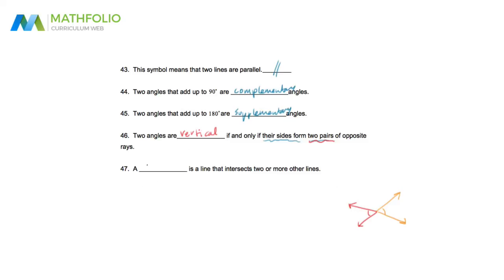Okay, number 47. A something is a line that intersects two or more other lines. Alright, so pretty sure that's a transversal. So a transversal is a line that intersects two or more other lines. Alright, that's 47.